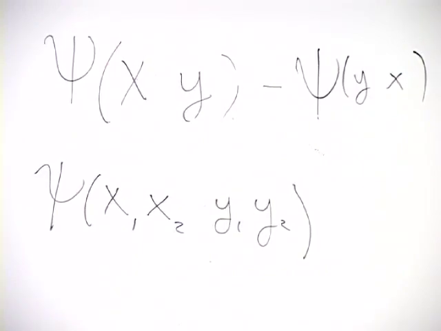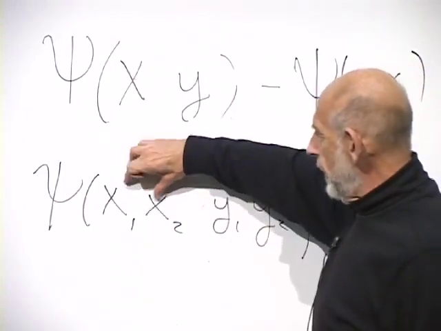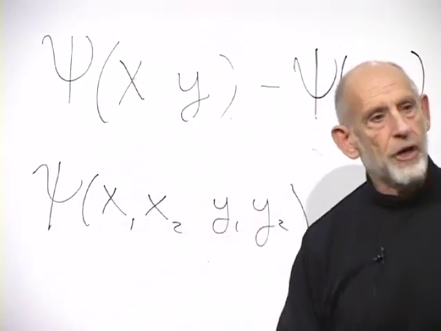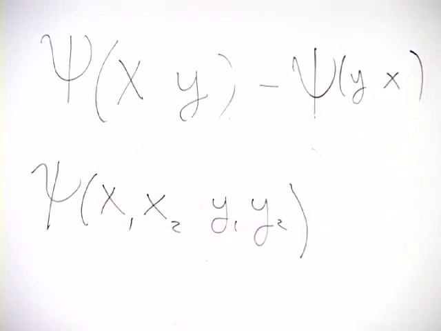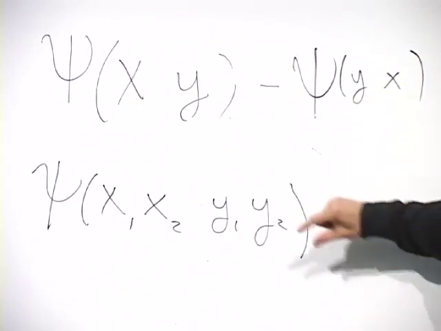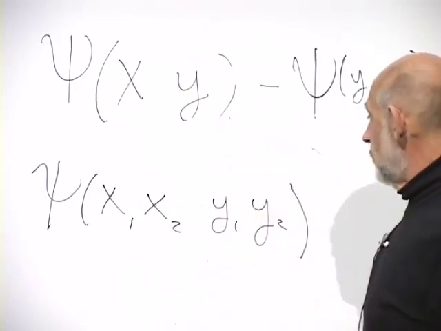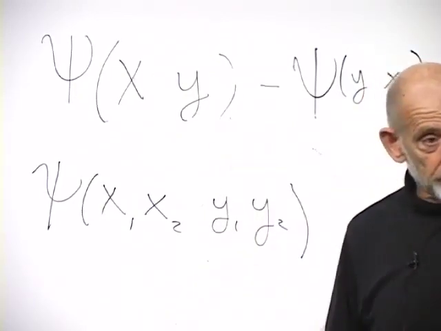The rules are, first of all, that the wave function has to change sign if you interchange x1 and x2. That's the fact that the electrons are fermions. It must also change sign when you interchange y1 and y2.